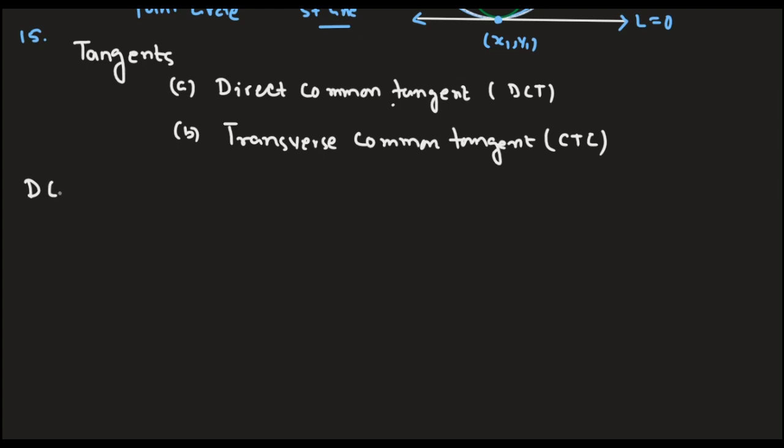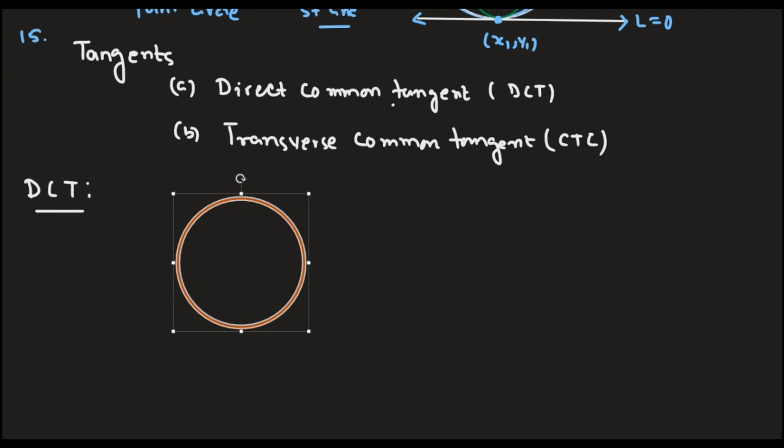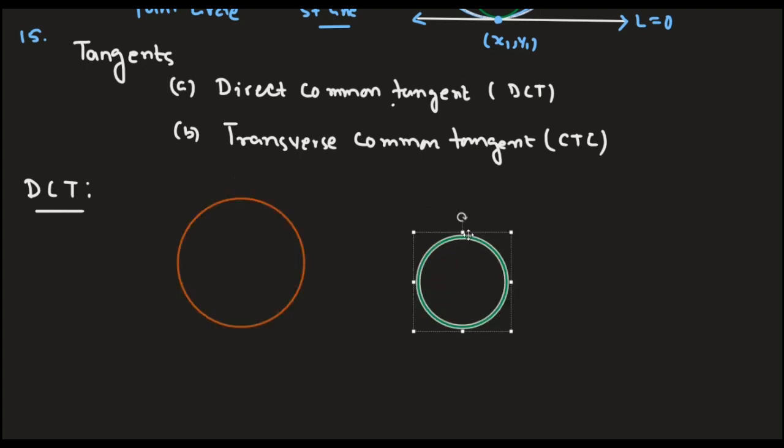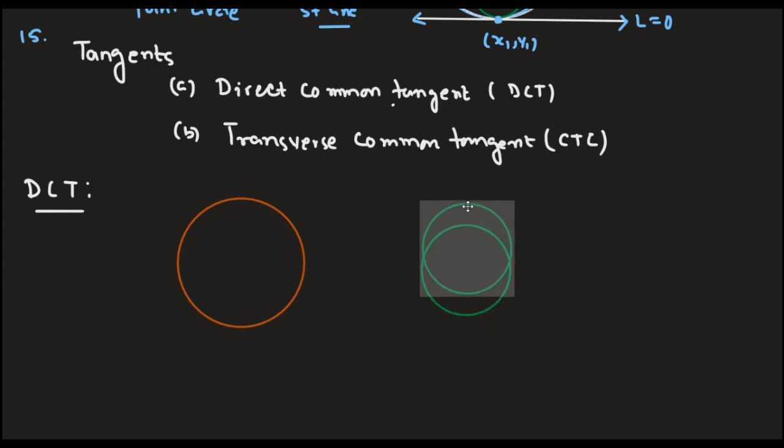So DCT, direct common tangents, we have two circles. Now I am going to draw the circles. I have this circle and another, I have this one, this circle I have. Okay now. So now we can draw the direct common tangents. First of all you understand what is the meaning of direct common tangent. Direct common tangent means when the centers of the circles lie on the same side of the tangent line.